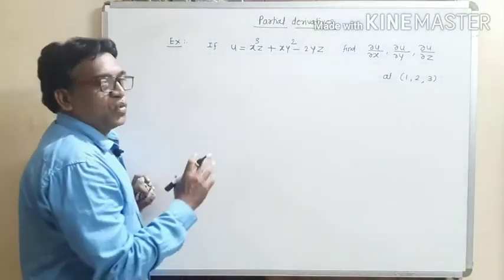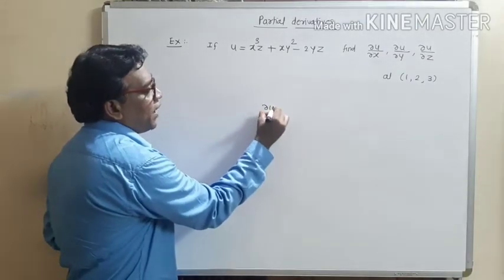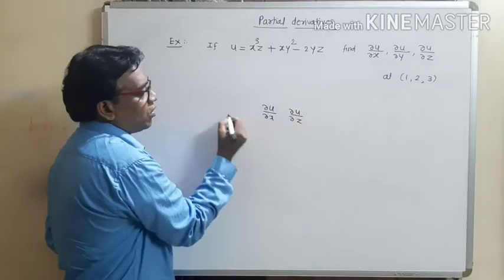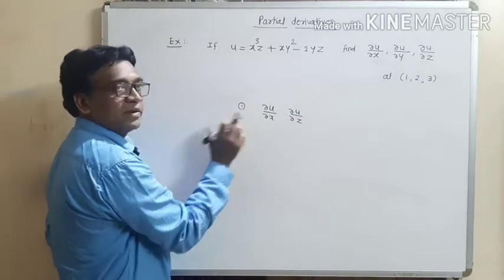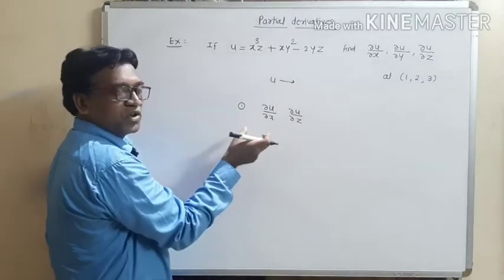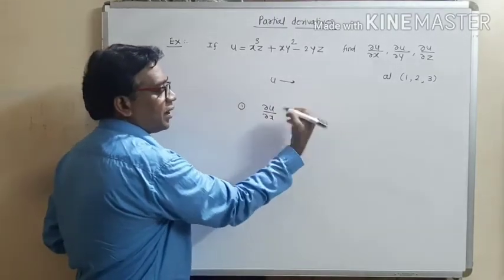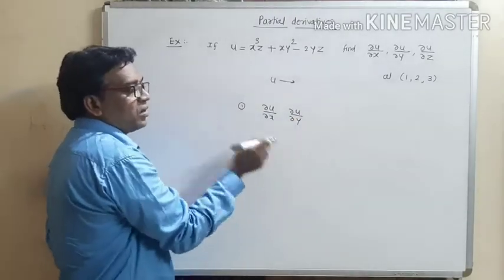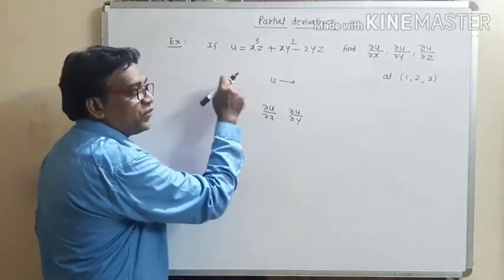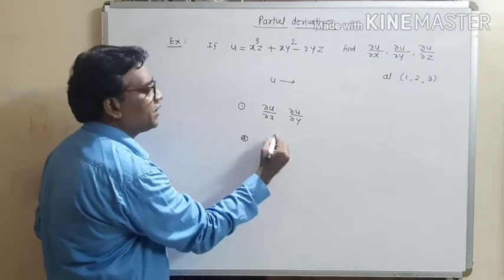Now secondly, note this, that del u by del x and del u by del y are called the first order partial derivatives. If u is the given function, then del u by del x, del u by del y, and del u by del z are called the first order partial derivatives. Second derivatives of u are called second order partial derivatives.